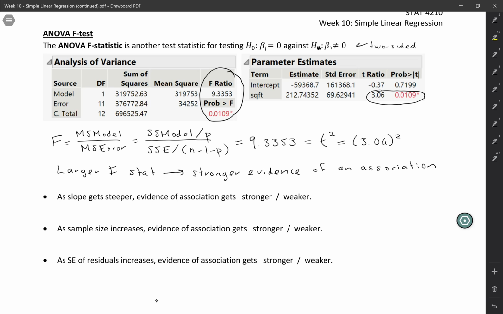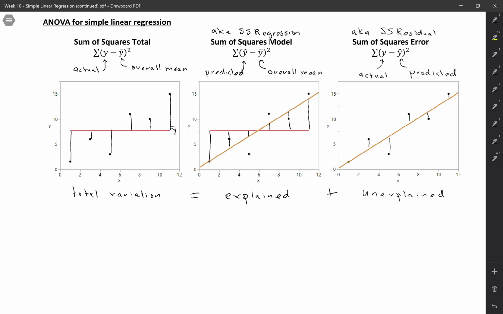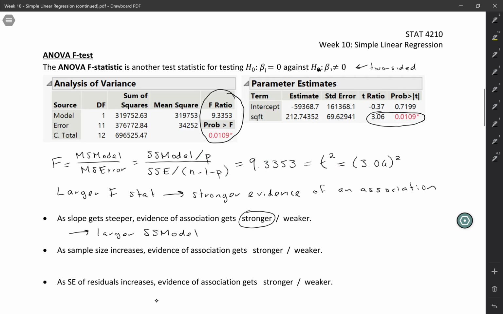So as our slope gets steeper, the evidence of an association is going to get stronger. And what's changing here is our SS model. So we have a larger SS model when we have a steeper slope. So in an earlier video, we saw the SS model is just the distance between the regression line and the flat overall mean line. So the steeper your slope is, the bigger those differences, the larger your SS model is going to be. So SS model is in the numerator of our F statistic. So as it gets larger, our F statistic gets larger, and that gives us stronger evidence.